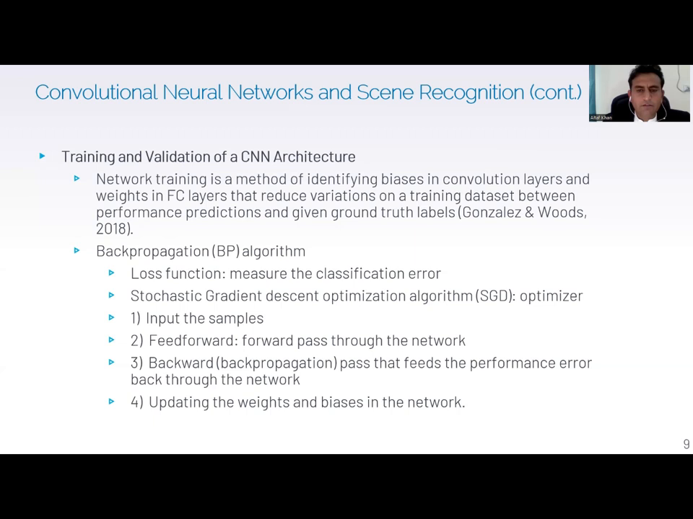We reduce this error by using this propagation method, and the stochastic gradient descent optimization algorithm is used for optimization. This means that we reduce the error step by step. Let me explain that the training step has several iterations, in each of which we want to reduce the error between the predicted and the actual value. When we find that a sample has some error, we feed forward and then backward to update the weight and bias values of the convolutional neural network. This is called backpropagation.